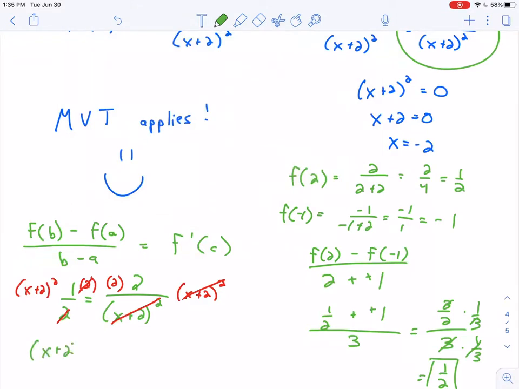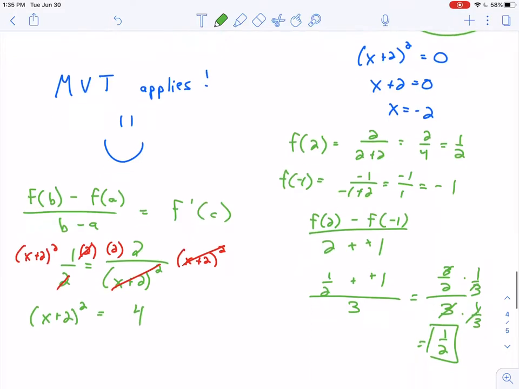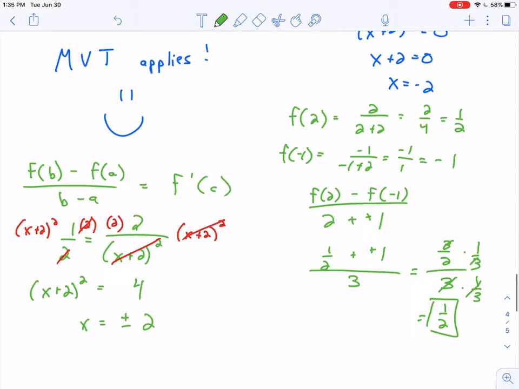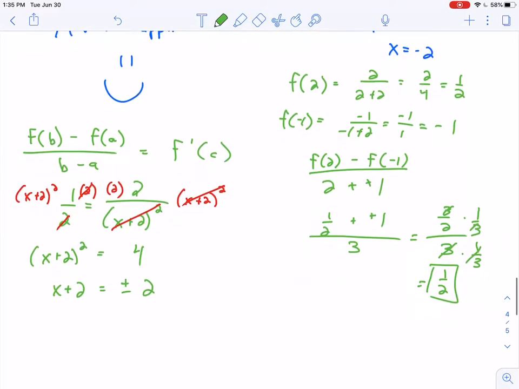x plus 2 quantity squared is equal to 2 times 2. This is 4. You need to take the square root, which I run into a slight issue when I do. I'll have x plus 2 equals plus or minus 2 after I take the square root. So that's no problem. I just have to split this up into x plus 2 equals positive 2, and x plus 2 equals negative 2.